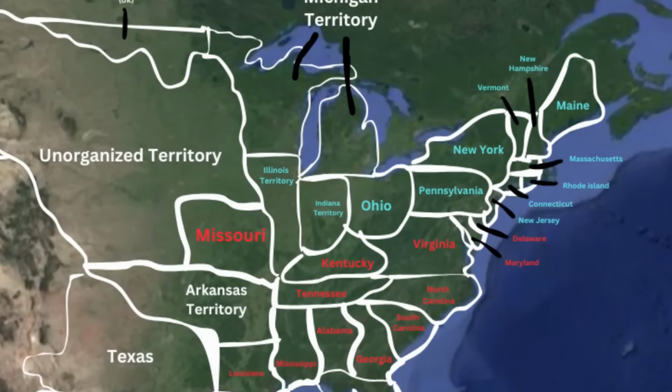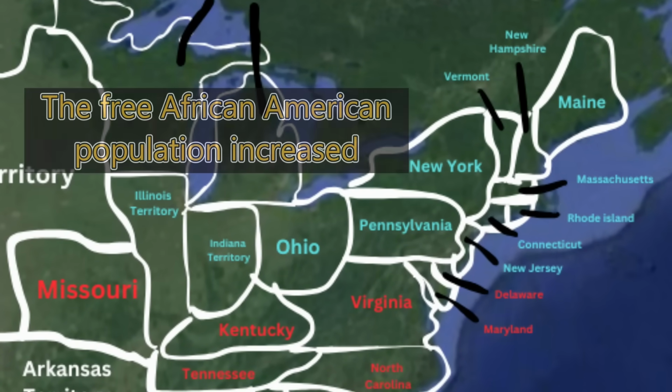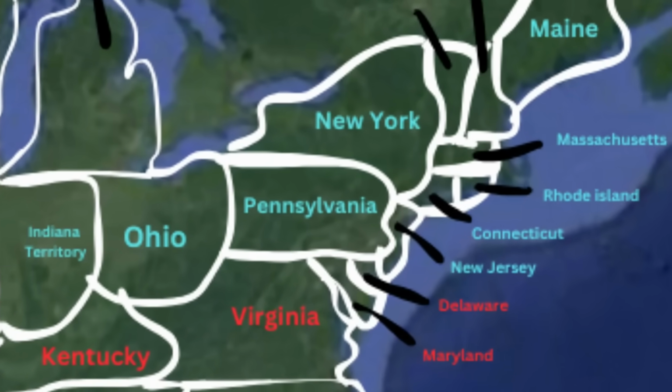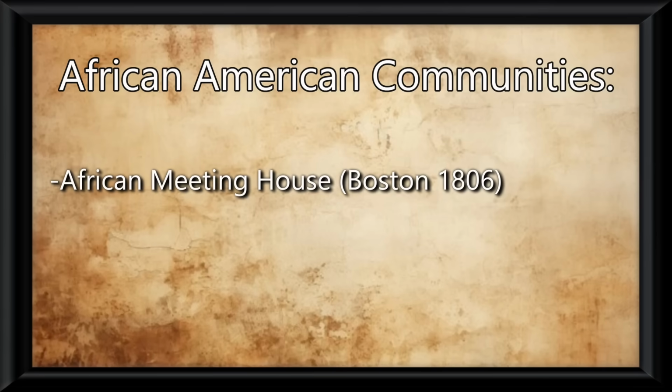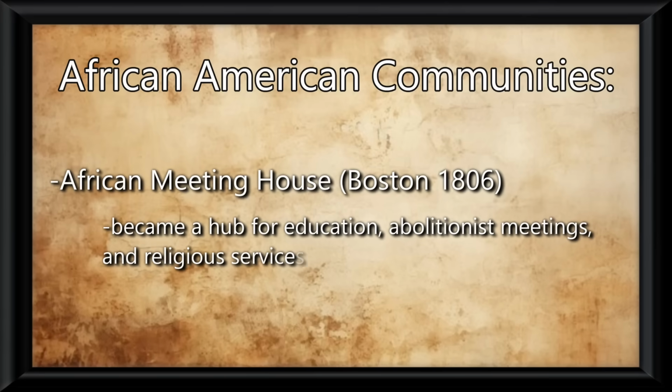Meanwhile, in the North, abolitionist movements were growing. The free African American population increased, especially in cities like Philadelphia and Boston. Many African Americans founded their own communities and institutions to preserve their culture and fight for their rights. For example, the African Meeting House in Boston, built in 1806, became a hub for education, abolitionist meetings, and religious services.